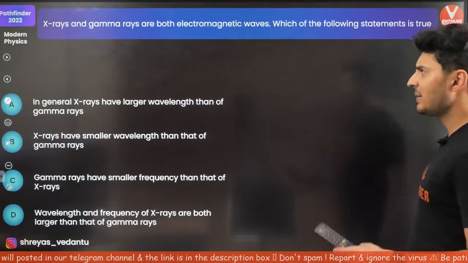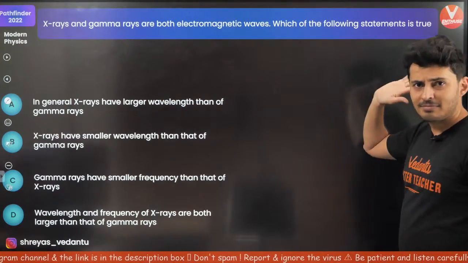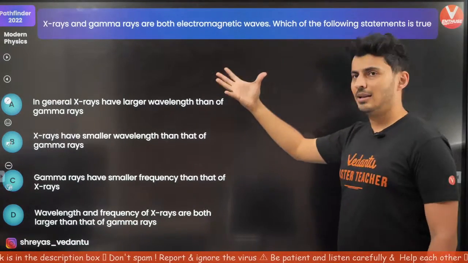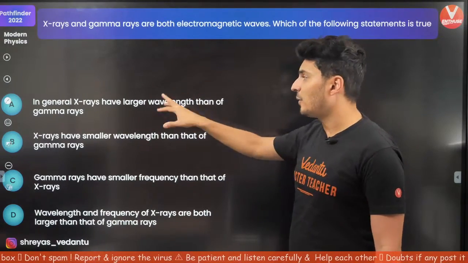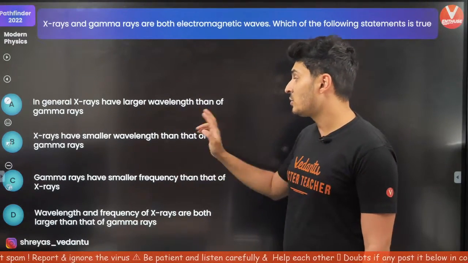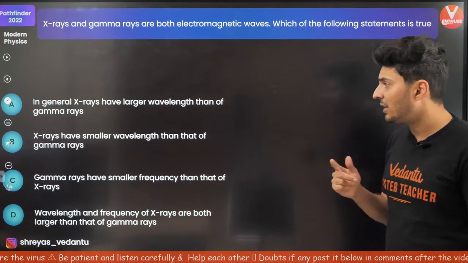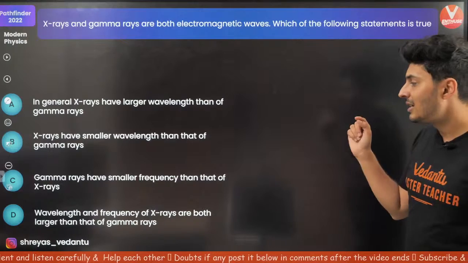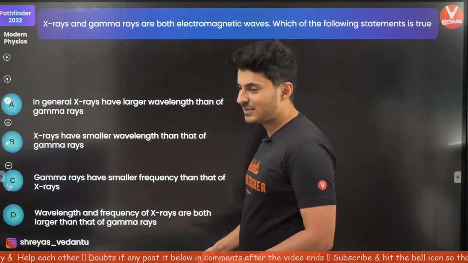Next question coming up on your screen. X-rays and gamma rays are both EM waves. Agree? Which of the following statement do you think makes sense? In general, X-rays have larger wavelength than of gamma rays. X-rays have smaller wavelength than of gamma rays. Gamma rays have smaller frequency than that of X-rays. Wavelength and frequency of X-rays are both larger than that of the gamma rays. Let's see how many of you can do this.